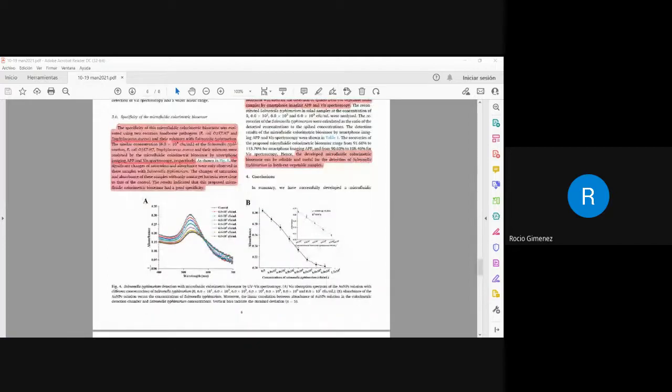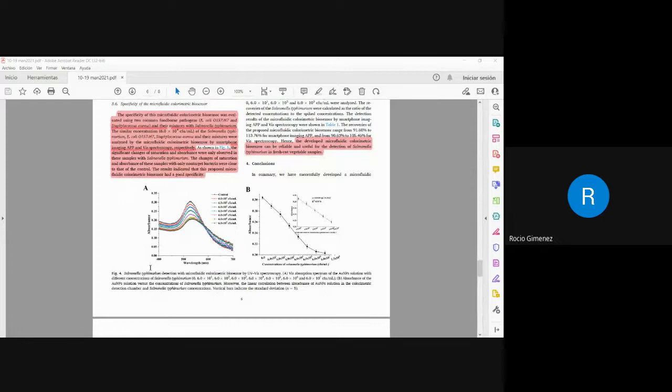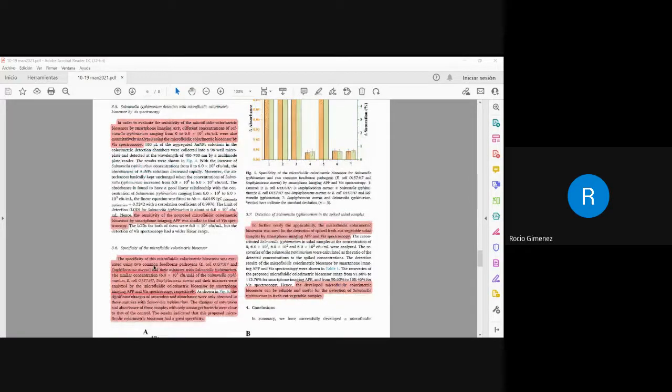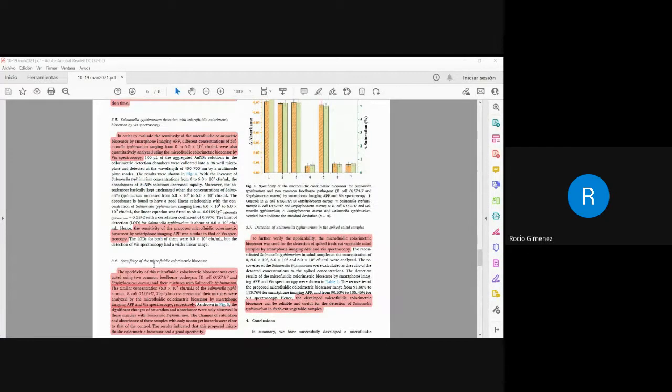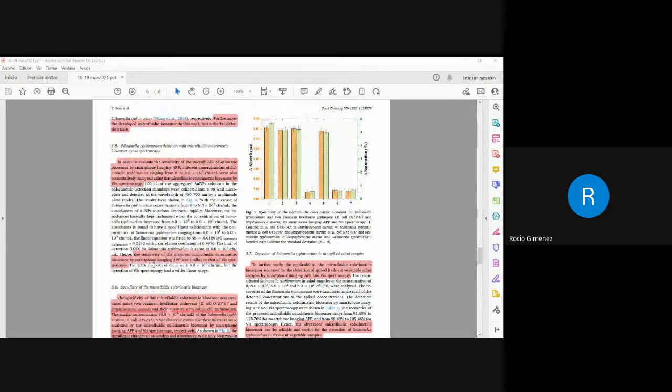Then, in order to evaluate the sensitivity of the microfluidic biosensor with this smartphone imaging app, different concentrations of Salmonella were also quantitatively analyzed using the microfluidic colorimetric sensor by spectroscopy. These authors saw that the sensitivity of the microfluidic colorimetric biosensor with this imaging app was similar to that analyzed by spectroscopy. They also analyzed the specificity of the biosensor using two common foodborne pathogens, E. coli and Staphylococcus aureus, alone and in mixtures with Salmonella.